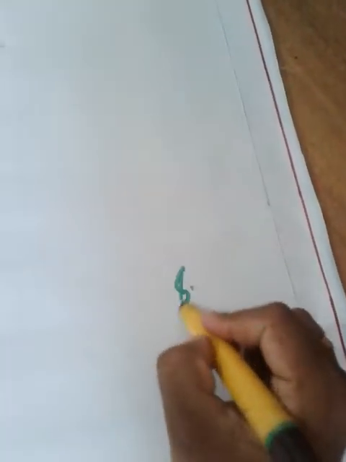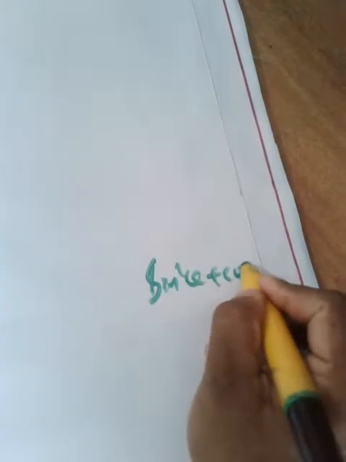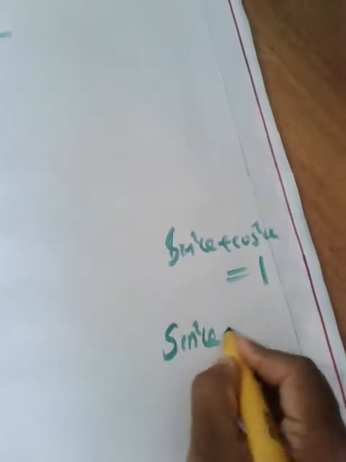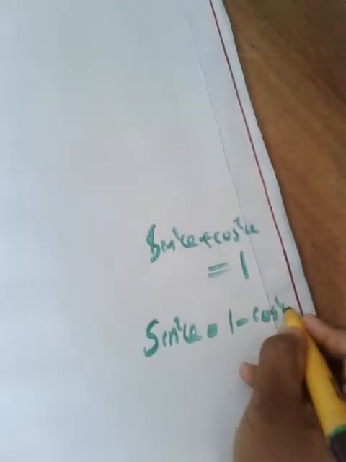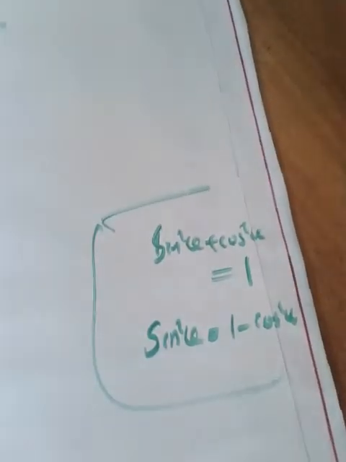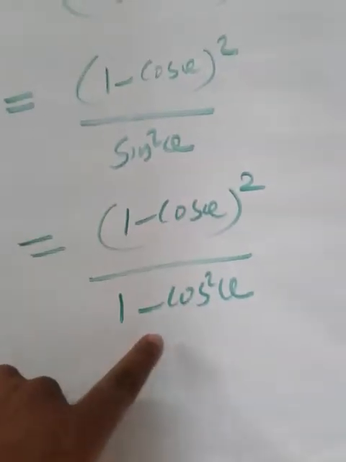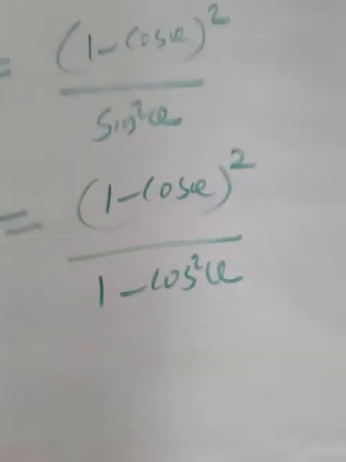How do you know that? From which identity? From the identity sin square theta plus cos square theta is equal to 1, we can replace sin square theta by 1 minus cos square theta. So instead of sin square theta, what can I write? 1 minus cos square theta. Are you following me? Once again I am repeating.